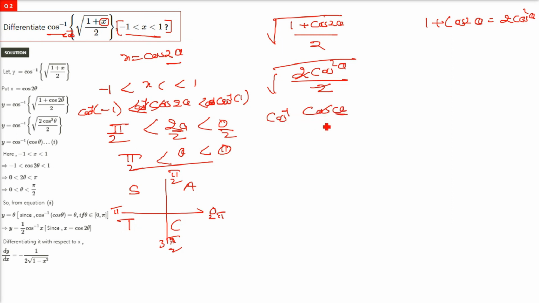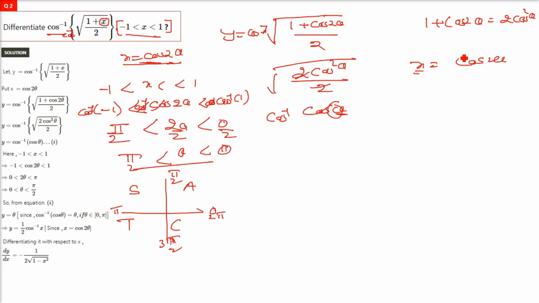So cos inverse cos, you can just cancel these two. You are left only with theta. But now we will be differentiating theta, and we cannot differentiate theta. Theta is what we have introduced. So you have to convert theta into x. Because x is cos 2 theta, this is going to be cos inverse x equals 2 theta.